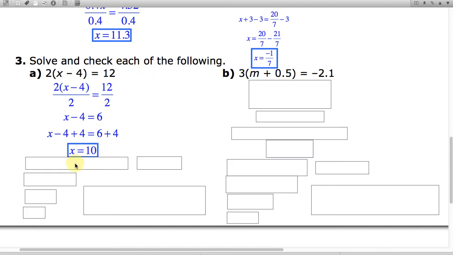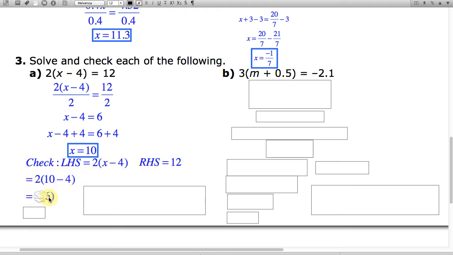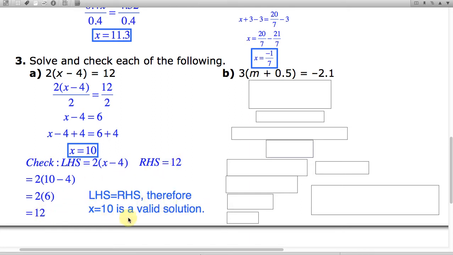To do a check, we start with the original left-hand side and right-hand side of the equation. We replace x with 10. We calculate to make sure that the left-hand side and right-hand side are equal. We can see that they're equal, therefore we know this is a valid solution.